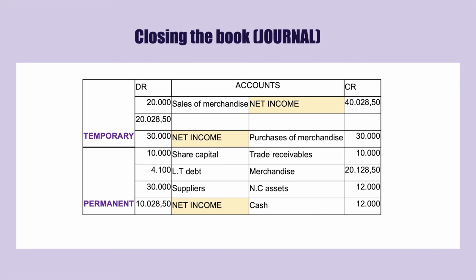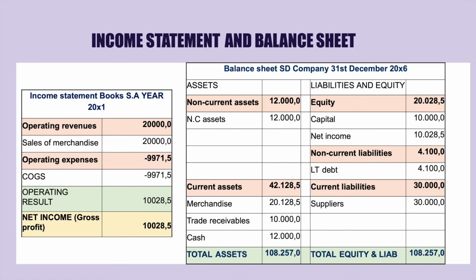With the preparation of the income statement and the balance sheet of Books S.A., we are finishing the exercise. And here you can see that you need the income statement to calculate the net income that we are going to add in the equity part of the balance sheet of this company. An important data that shows us that we are doing things right is that the total assets and the total equity are the same.